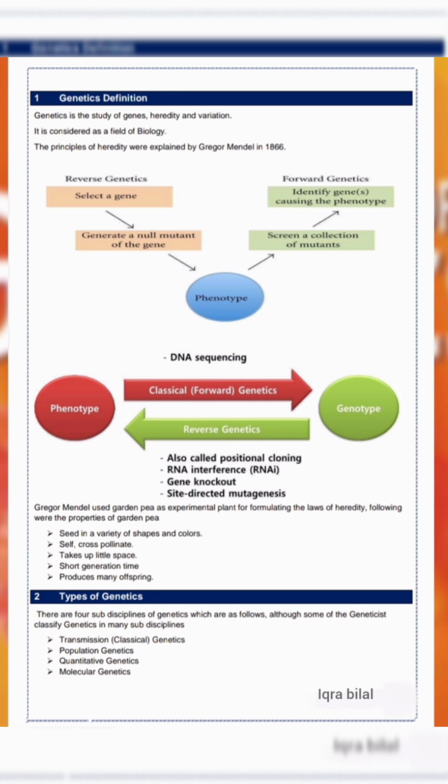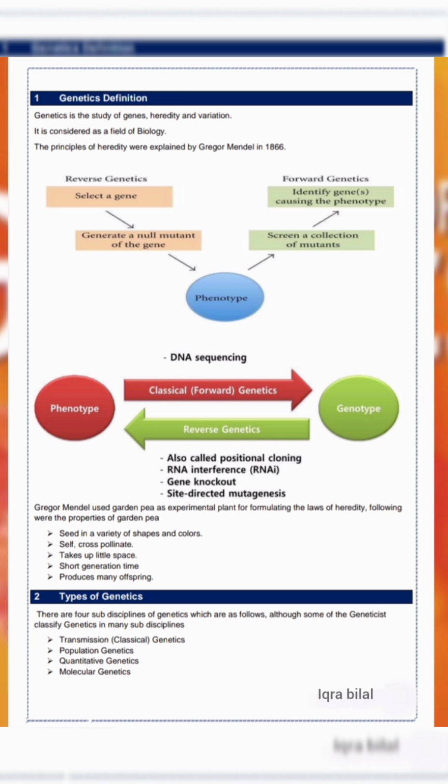Reverse genetics enables researchers to understand gene function by observing changes to the phenotype of cells and organisms that are created with modification to their genome. Reverse genetics also plays a crucial role in the development of highly specific live attenuated versions of vaccines against specific viruses. In reverse genetics, first we select a gene, then generate a null mutant of the gene, which determines the phenotype of the gene or organism.